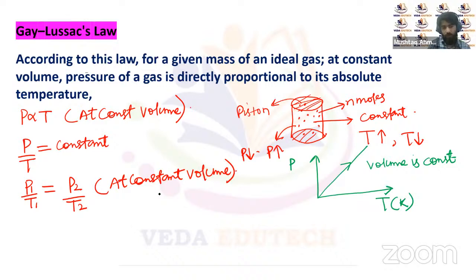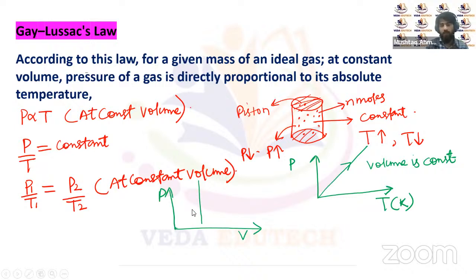Similarly, if we plot what we call the indicator diagram, the indicator diagram for this condition will be P versus V. The volume here is a constant, so if the volume is fixed, then the pressure can increase and decrease, and it will be a straight line passing parallel to the pressure axis, because the volume here is a constant. So this will be the indicator diagram between pressure and volume.